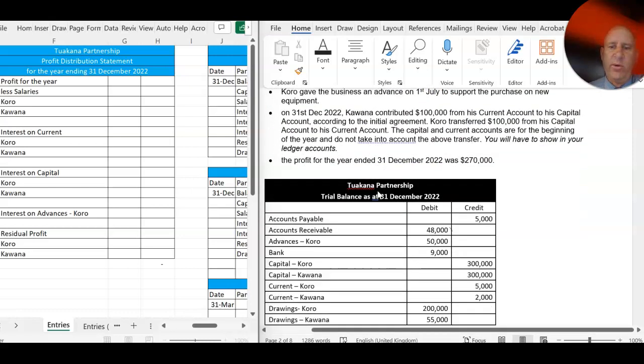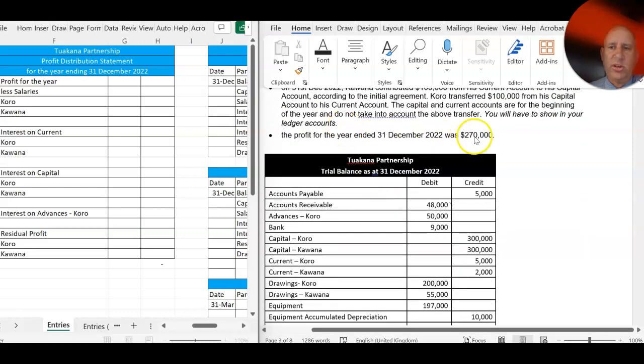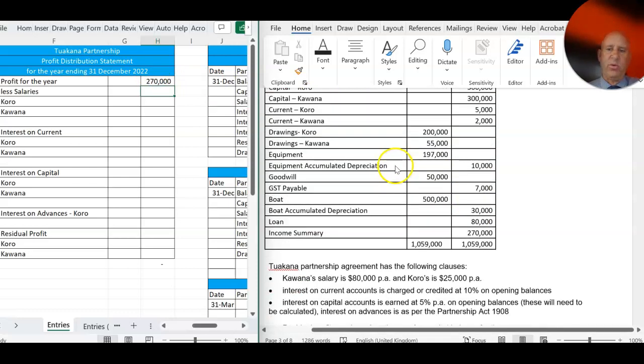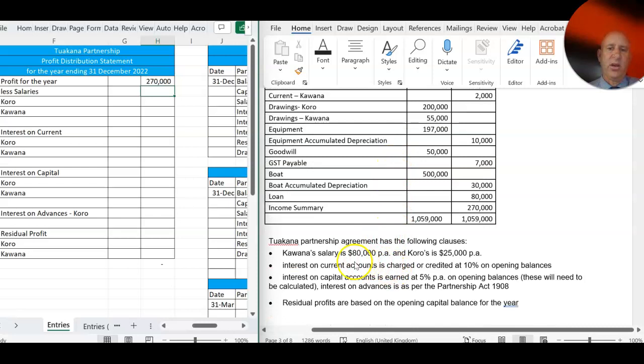So we've got to find out what the opening profit was. It tells you 270 here, but it'll also be in the trial balance down here. So we're going to put our profit at the start. And the idea of the profit distribution statement is to get all that profit to the partners based on their agreement. So that's the starting profit, and we'll scroll down to find out what the agreement says. Good way to do it is just work down bullet point by bullet point. So we're going to put the salaries in.